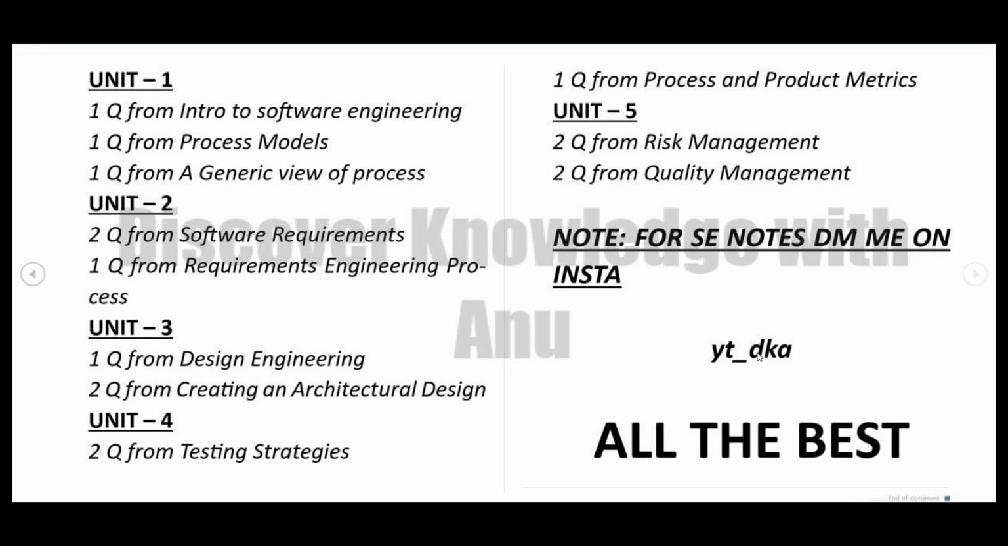And the second part is creating an architectural design. In this we are having software architecture, data design, architectural styles and patterns, architectural design, conceptual model of UML, and we are having class diagram, sequence diagram, collaboration diagram, use case diagram, and the component diagrams, and basic structure of modeling. So overall we are having the UML diagrams from the second part of the unit 3. If you are good at drawing the UML diagrams, then you can prefer the unit 3. One question you can expect from design engineering and one question from creating an architectural design.